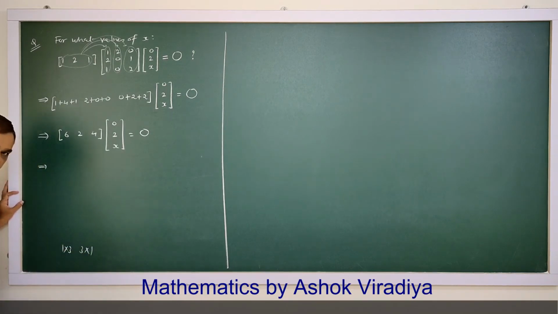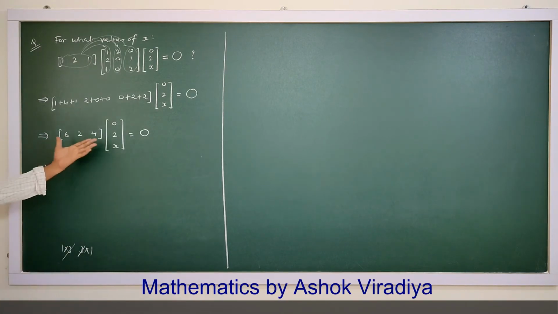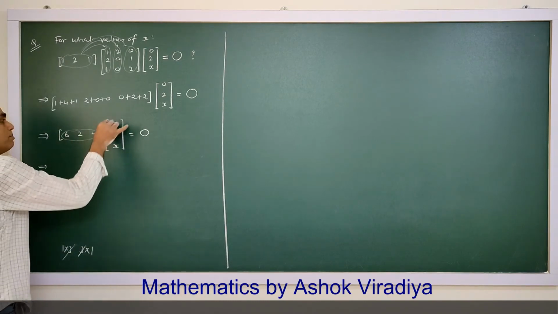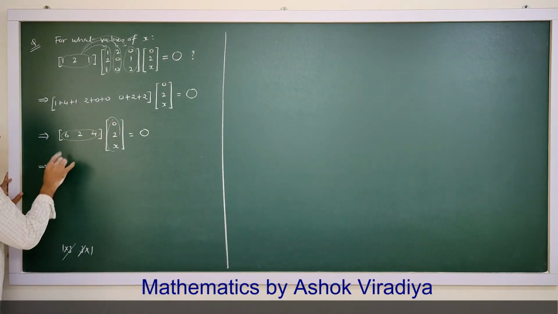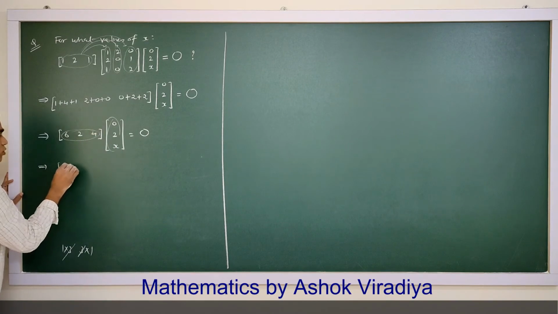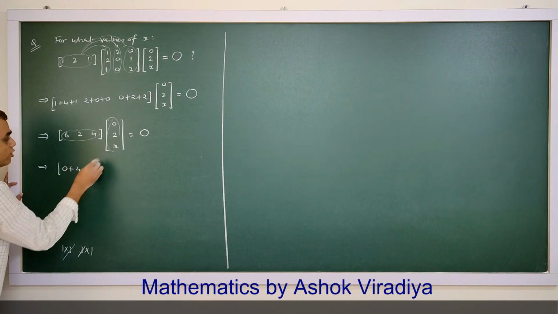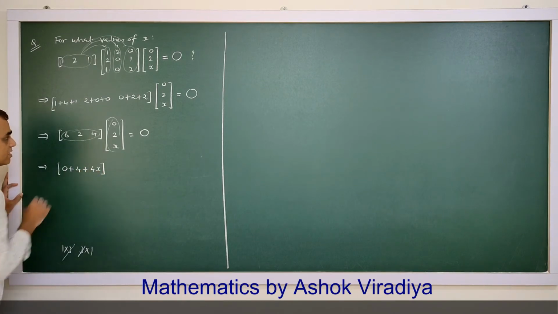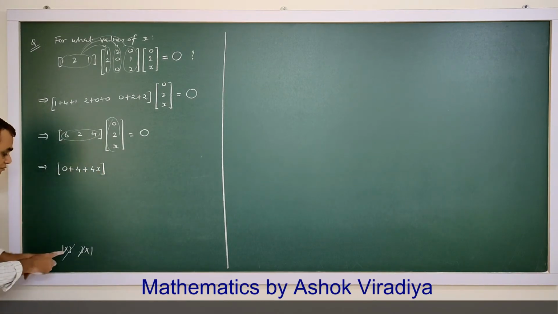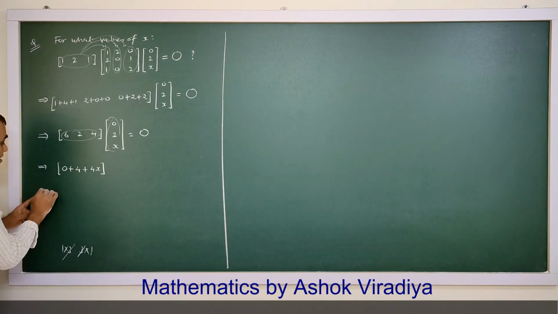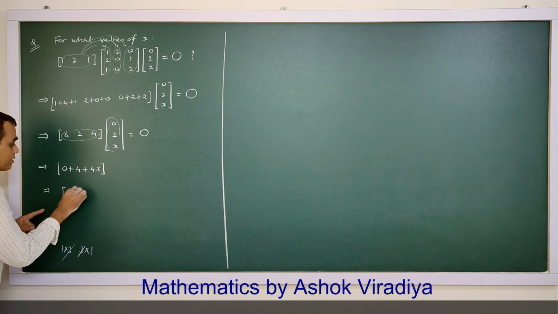3 by 1. So the product will be 1 by 1, a matrix containing only one element, that will be the product on the left hand side. So this row multiplying with column: 6 into 0 is 0, plus 2 into 2 is 4, plus 4 into x is 4x. So this is only one element, a 1 by 1 matrix. It is 4x plus 4.